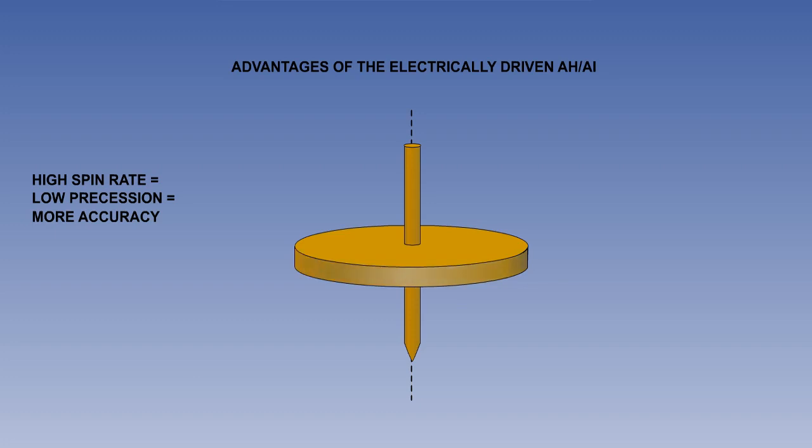Advantages of the electrically driven artificial horizon or attitude indicator over the air-driven instrument are: firstly, there is greater rigidity, due to the higher spin rate possible, which in turn will give a low precession rate. There is less potential, therefore, for the gyro to move out of Earth vertical, and so more accuracy can be achieved.